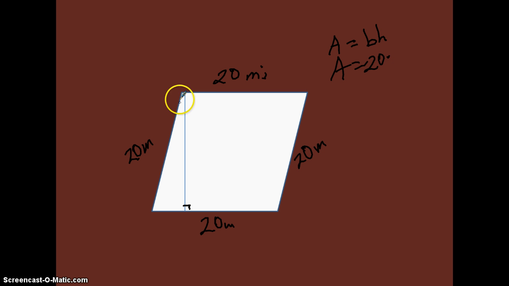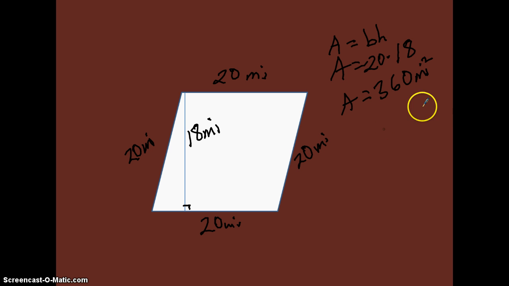And let's just assume the height, since this is not really that much of a slope, is about 18 miles. Better go back and put that in, otherwise we'll think those are meters. Now 20 times 18 is going to give us 360 miles squared. Okay, so that's how you can find the area of a parallelogram. Area equals base times height. Not necessarily base times side, base times height.